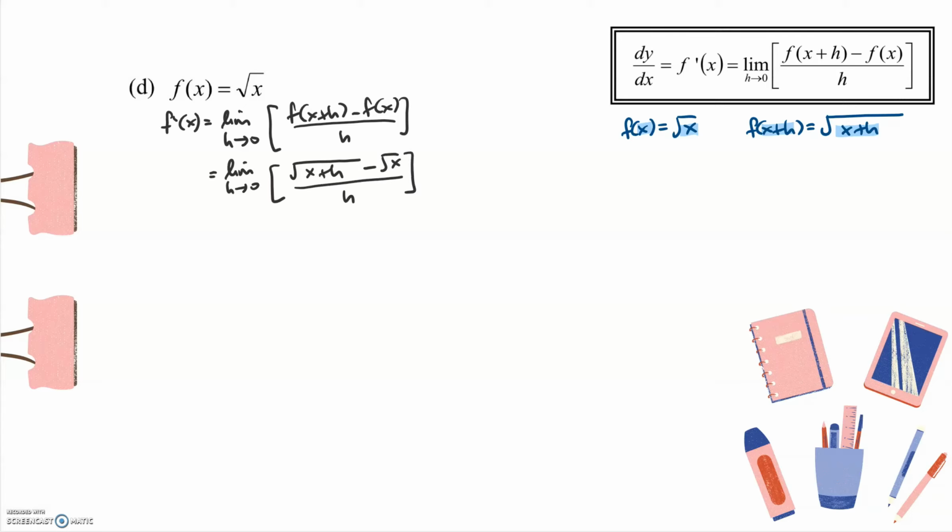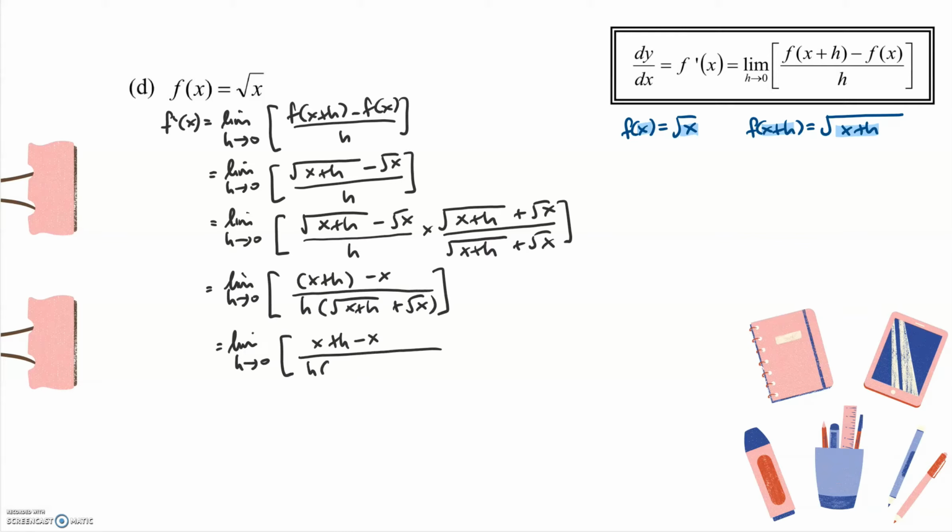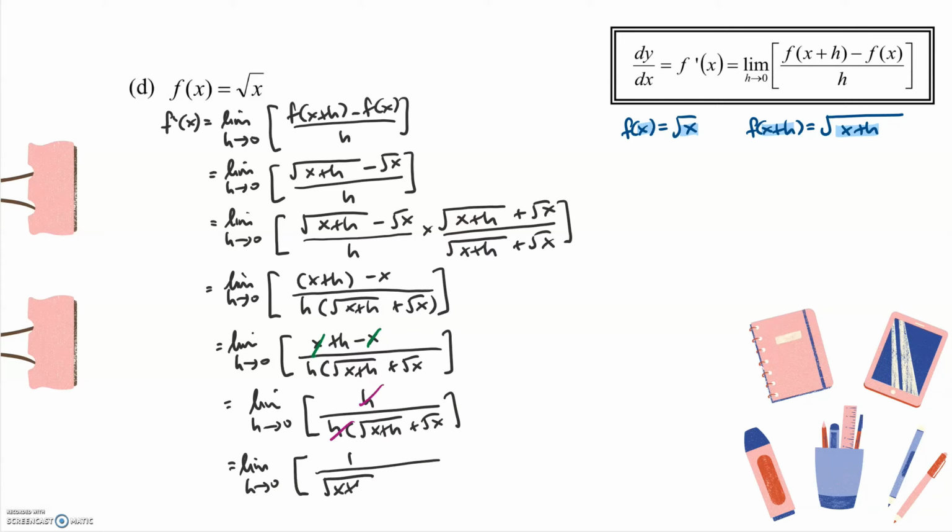Our aim is to cancel h at the denominator. Because we have a square root at the numerator, we need to conjugate our function. To cancel h at the denominator, we have to expand the numerator. Then we have the limit h tends to 0. So we can cancel h. We substitute h equals 0. So we have 1 over √(x plus 0) plus √x. This will be equal to 1 over 2√x.